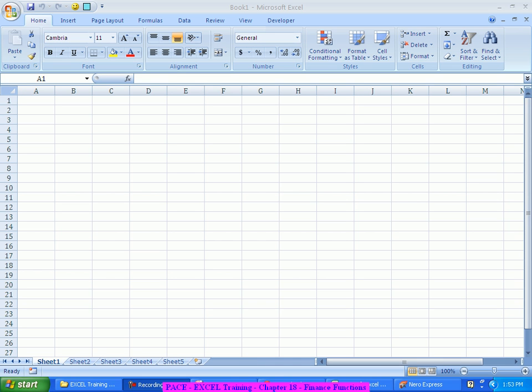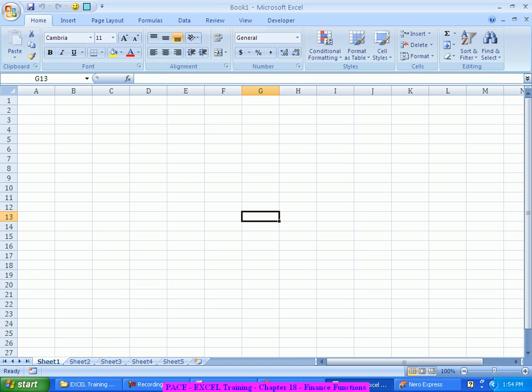Now let's look at a few finance-based functions which are more commonly used. Again, these are not targeted towards any finance professional. These are the most regularly used features and formulas which can help us in our regular investment decisions also.